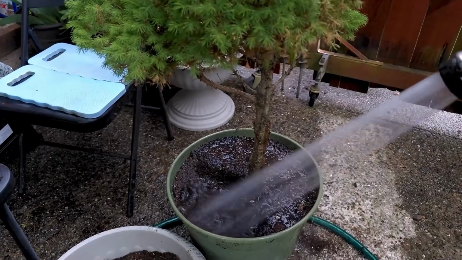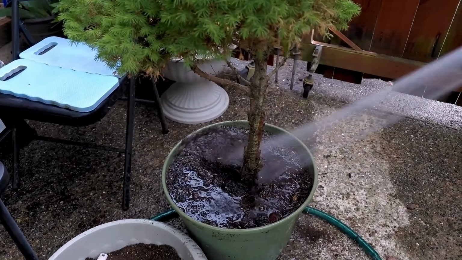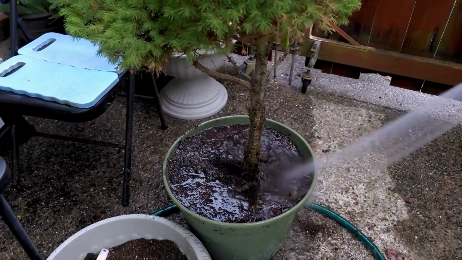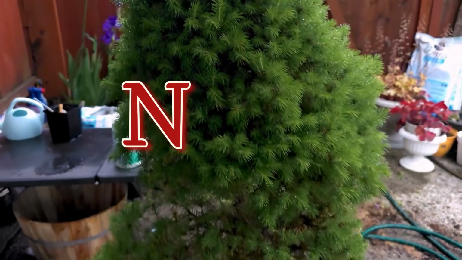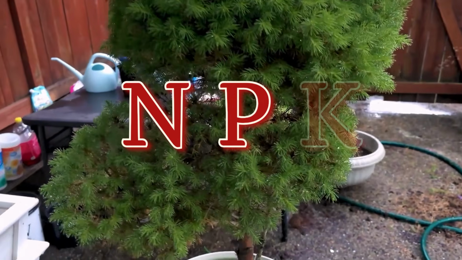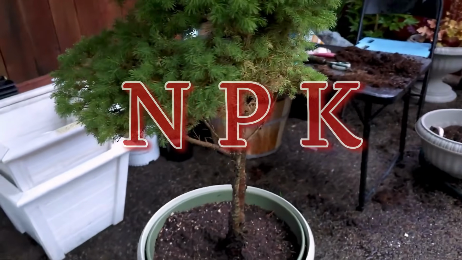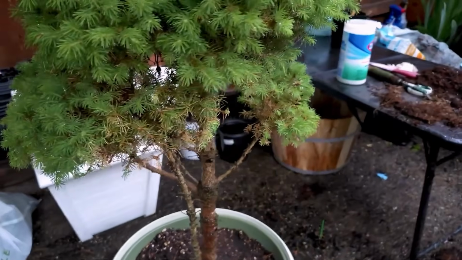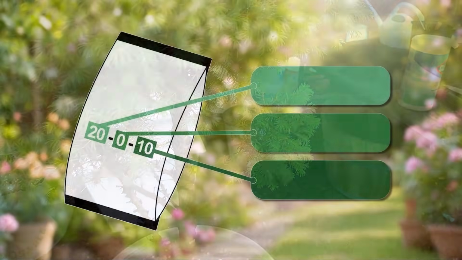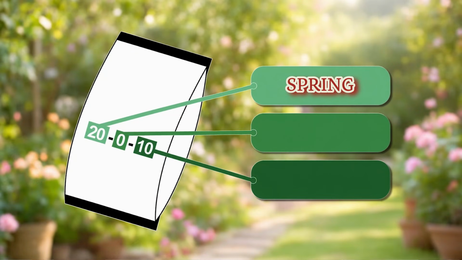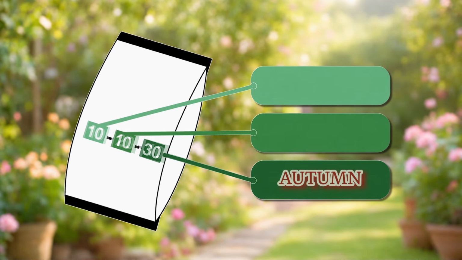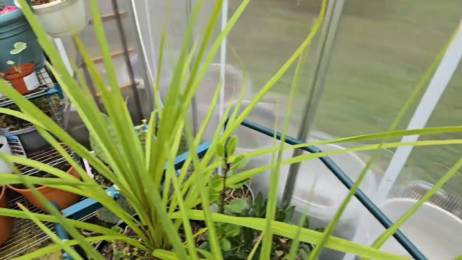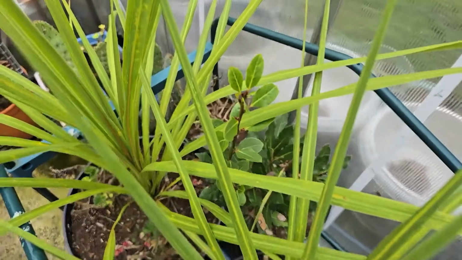Because if you want to become an expert flower grower, you should understand when to use what, when the first number is higher, when the second, and when the third. It's actually easy to remember. First number highest, spring. Second number highest, summer. Third number highest, autumn. So your plants are strong, healthy, and ready for winter.